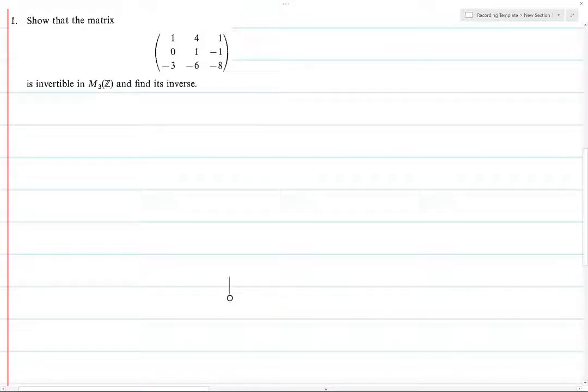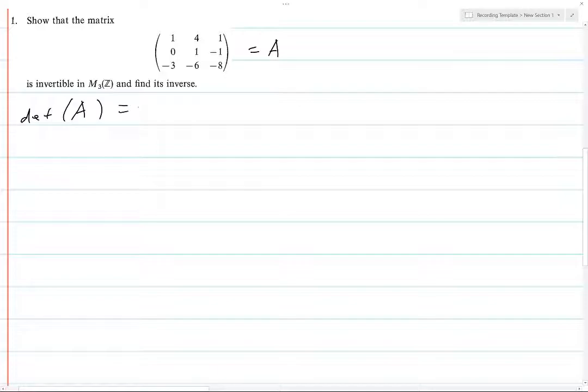Alright, we want to prove that this matrix is invertible. If we find its inverse, then we know it's invertible. Actually, we're going to prove it's invertible by finding its determinant and then use that to determine the inverse. So the matrix is 1, 0, minus 3, 4, 1, minus 6, 1, here. It's going to be A.